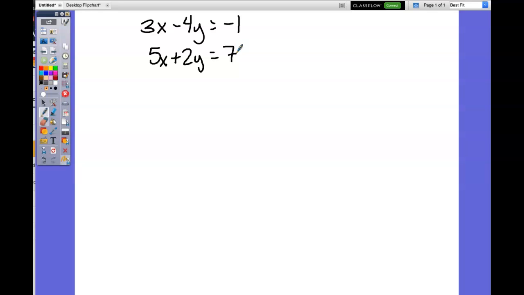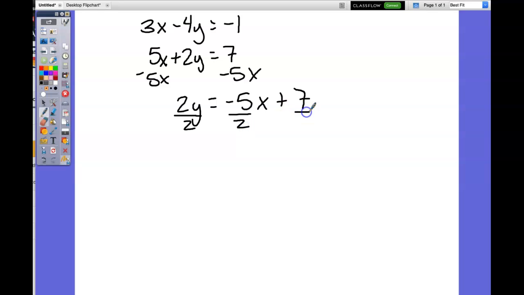Y by itself? Okay, so that means I have to get rid of 5x, so subtract 5x, subtract 5x. 2y equals negative 5x plus 7. And then I divide by 2, divide by 2, divide by 2. So y equals negative 5 over 2 x plus 7 over 2.